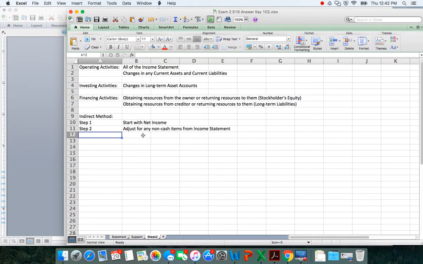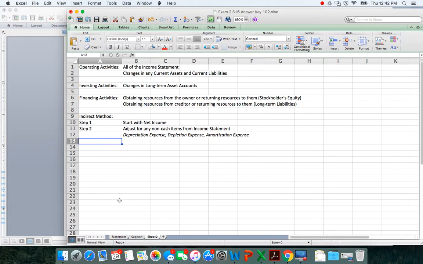So when we're talking about these non-cash items, we're specifically talking about depreciation expense as one, as well as those things that are kind of like depreciation expense: depletion expense, if you saw it, as we deplete those natural resources, as well as amortization expense, as we amortize those intangible assets.